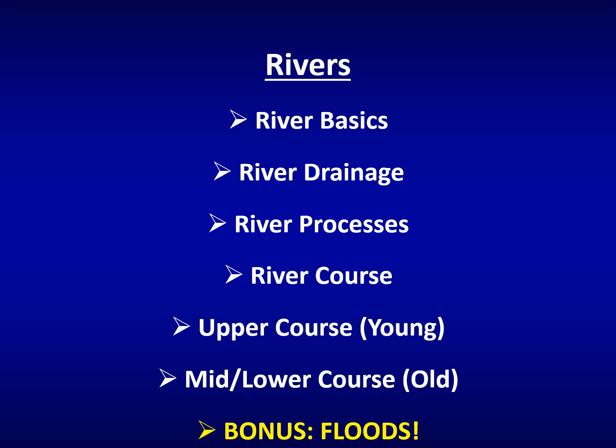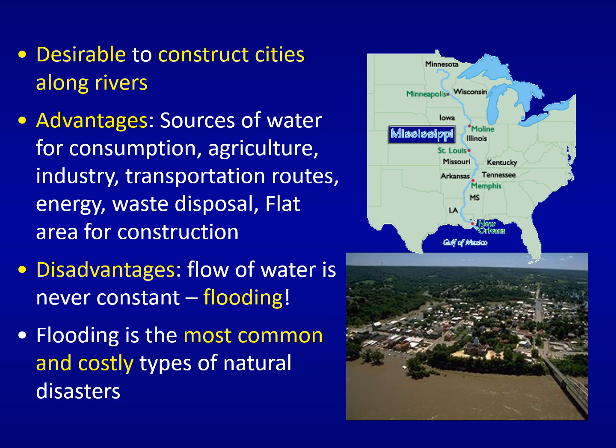Bonus material, floods, to end us here today. Rivers are, of course, desirable places to be around. Rivers provide sources of water, agriculture, lots of irrigation for crops. And of course, when the river floods, it deposits really good fertile soil. It's good for industry, transportation routes, energy, waste disposal, flat areas along the floodplain for construction. So lots of reasons to live along a river.